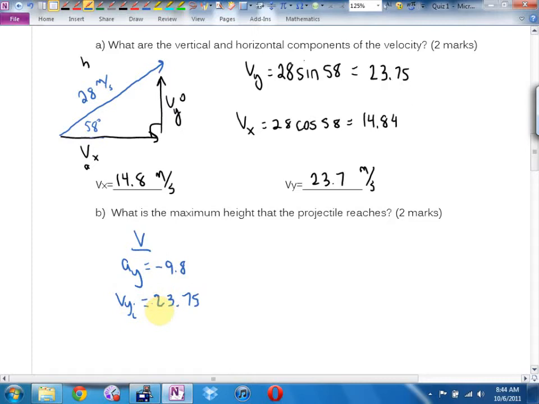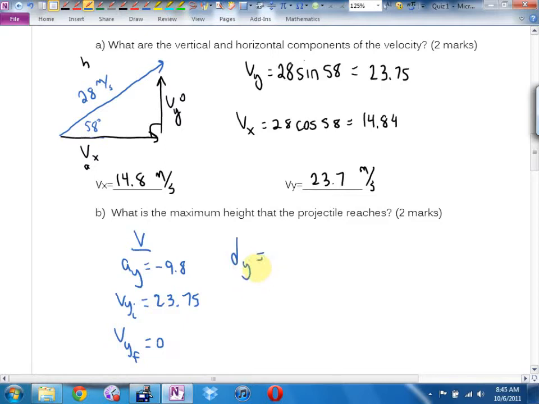What else do I know? Because that's only 2 things. I can't solve with 2 things. Maximum height. Oh, I know one more thing. I hope I know one more thing. VF is 0 at the very, very top. Not horizontally, still moving, but vertically. VY final is 0, and they want me to find the final height.